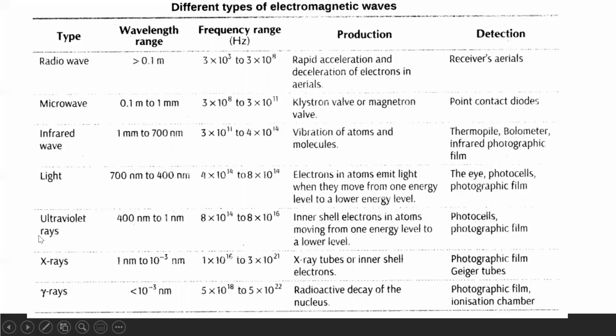Then ultraviolet rays are produced when inner shell electrons in atoms move from one energy level to a lower energy level. See, light has lesser frequency than ultraviolet rays, which means light energy is less compared to the energy of ultraviolet rays. Higher the frequency, higher the energy.